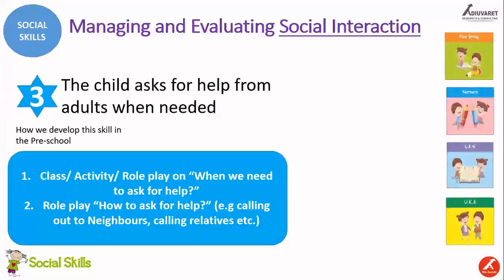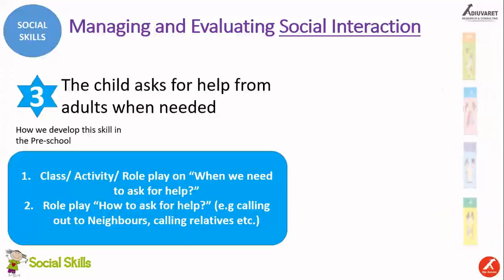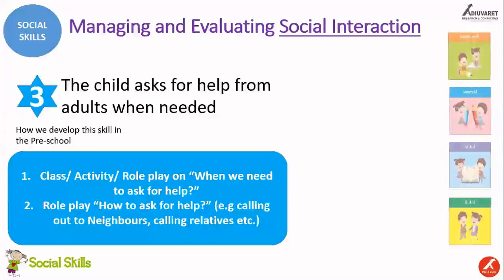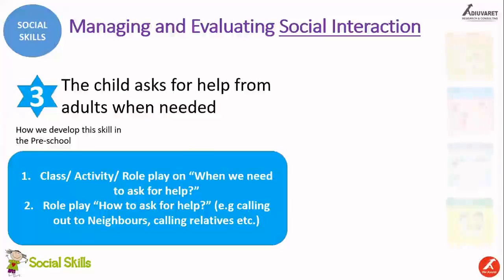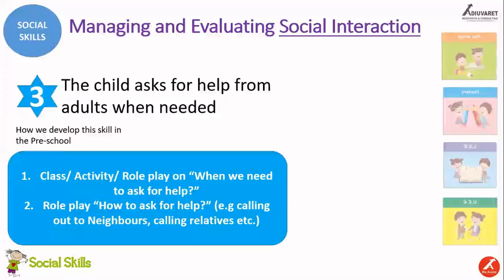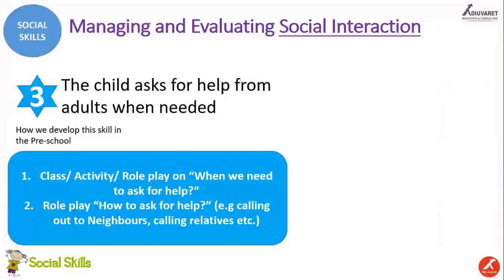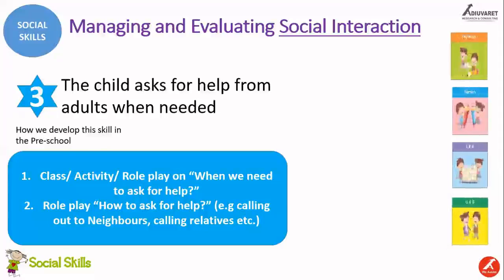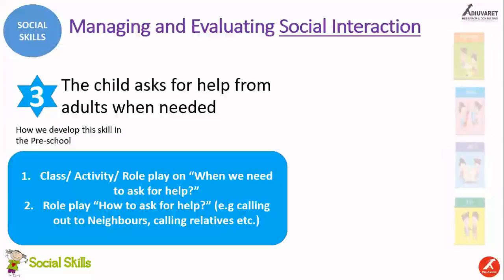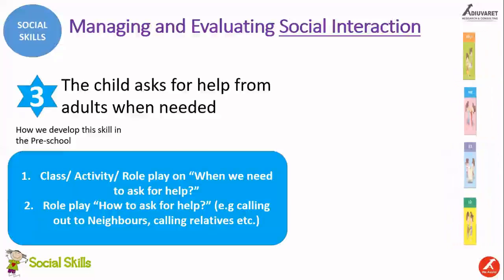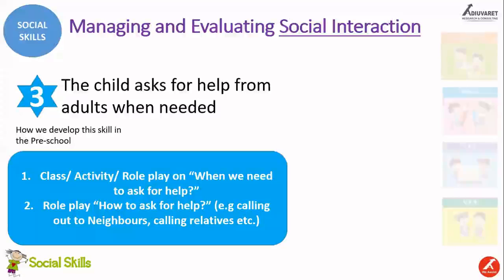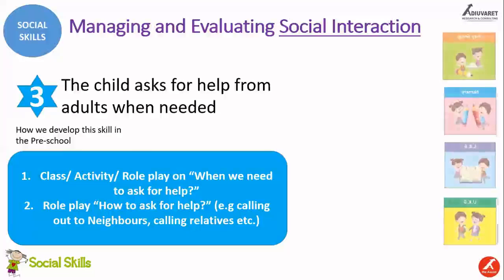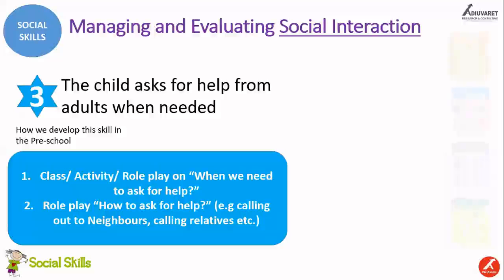Second, under this particular skill, we can initiate a role play on how to ask for help. The first thing is that we understand we must reach out for help, but many children don't know the medium of help, how help can be asked for. It could be calling out to neighbors, calling relatives, or picking up the phone or intercom and talking to somebody. These are various mediums for how the child reaches out to adults when there is a requirement. These two things can be done very well in the school environment.